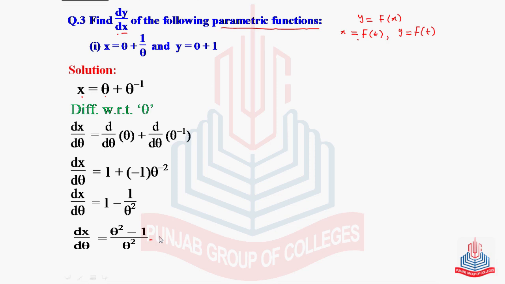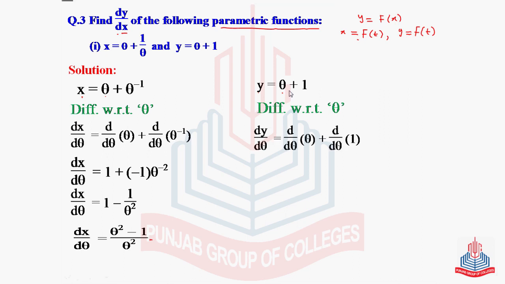Now we differentiate y is equal to theta plus 1 with respect to theta. So now y is equal to theta plus 1. Again, as we can see that y is a function of theta, so we have to calculate the change in y with respect to theta. So differentiate with respect to theta, dy by d theta is equal to d by d theta of theta and d by d theta of 1. So derivative of theta will become 1 and derivative of 1, due to the constant function, will become 0. So we have dy by d theta is equal to 1.